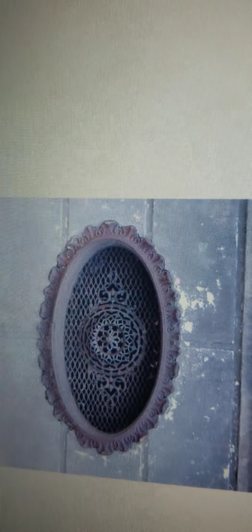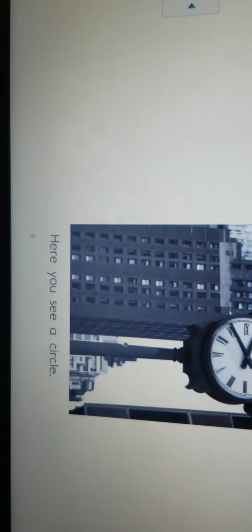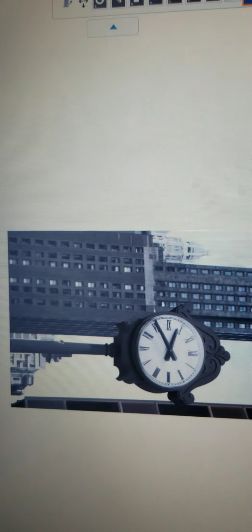Here, you see an oval. An oval is the same as an egg. Here you see triangles, multiple triangles. One triangle, two triangles, three triangles, and you see triangles put together. But if you go all the way to the back, what shape is that? Here you see a circle. Boys and girls, I know you know the circle is on, that's right, the clock.